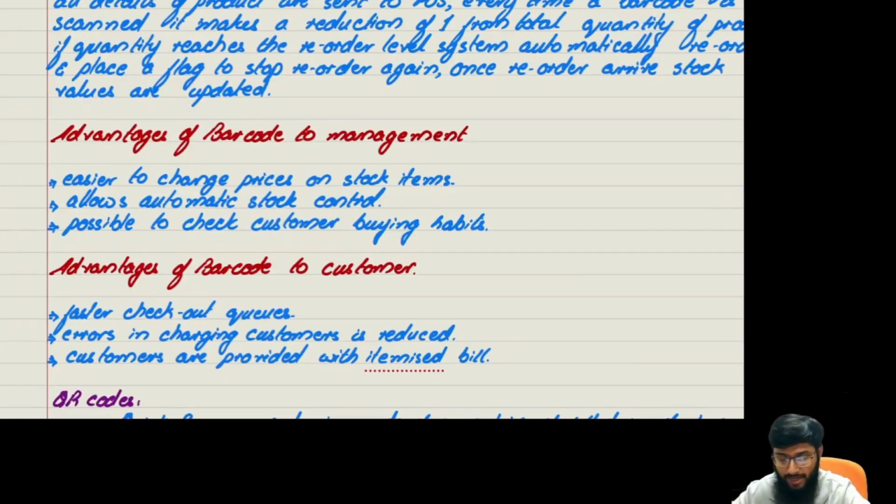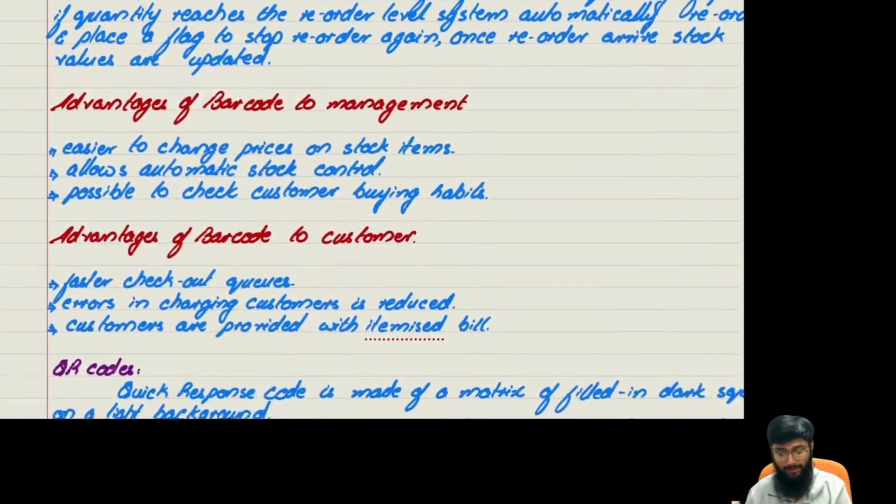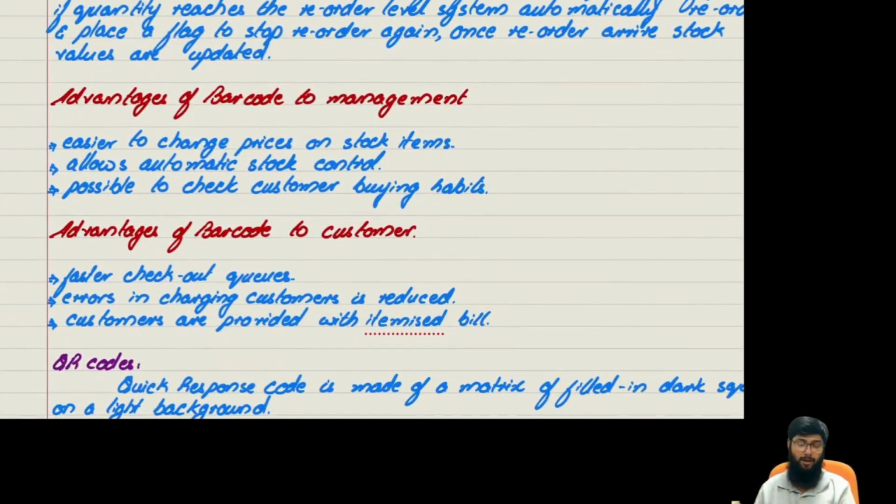Now to the customer, what will be the advantages? We have faster checkout queues, no errors in charging the customers, and we can get the itemized bill, as well as we may check the dates, like how long things could stay fresh, so we could get these as well. So this was the advantage of the barcode.